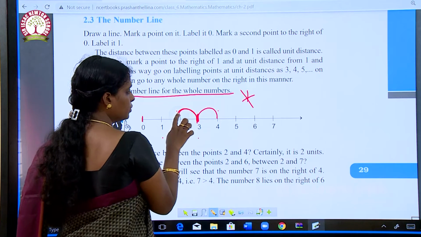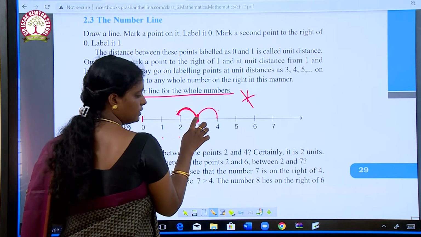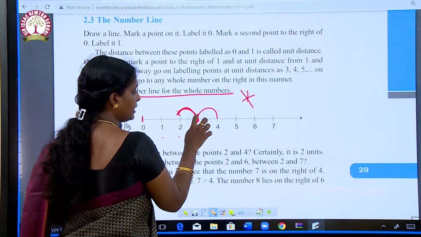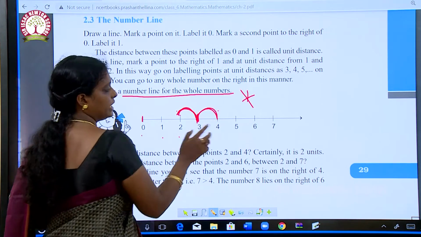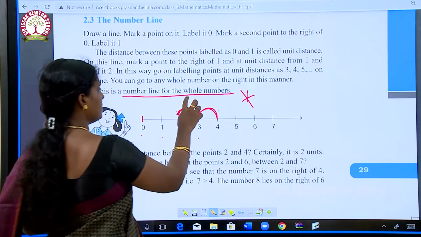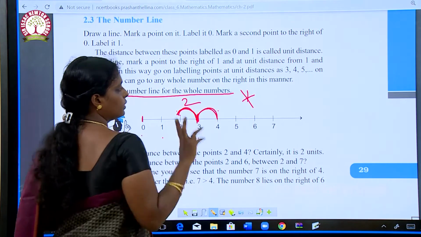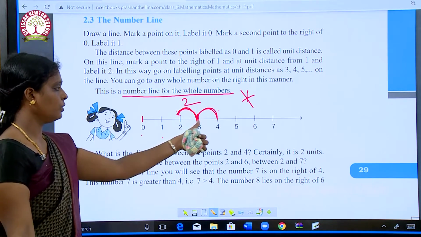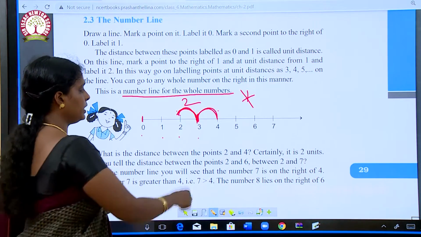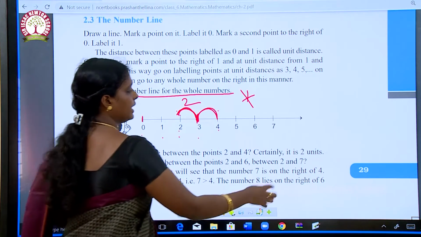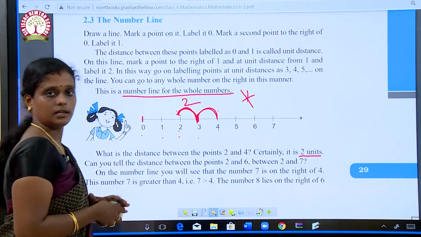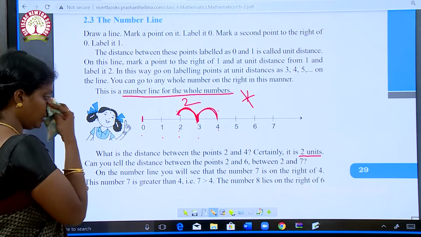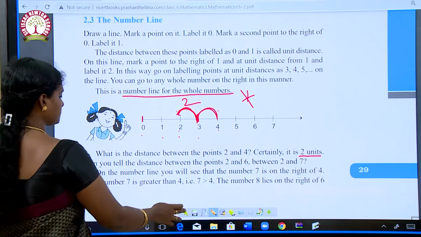From 2 first I have to jump to 3, and then from 3 I have to jump to 4 to reach 4. So I have jumped 2 times, 1, 2. Between this 2 and 4 we are having 2 units. So like that you have to jump.